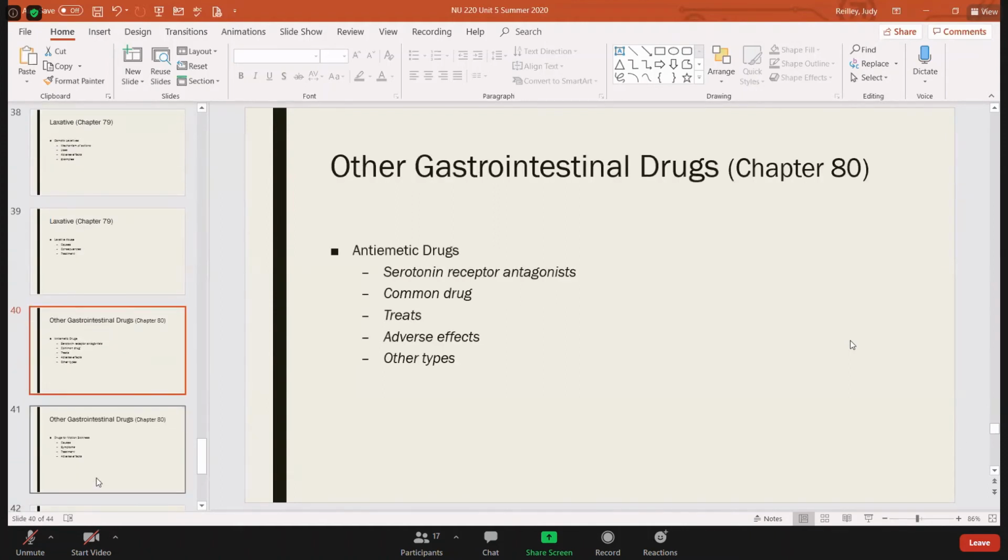So when we look at another type of medication, we're talking antiemetic drugs. These medications are used to treat nausea and vomiting. Your most common one in this group, a serotonin receptor antagonist, is going to be your ondansetron, which is your Zofran.